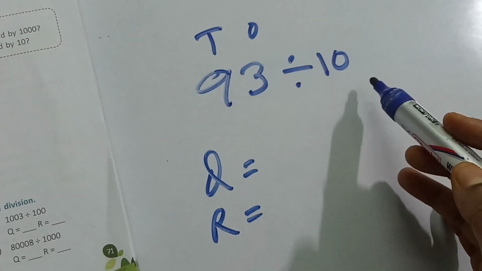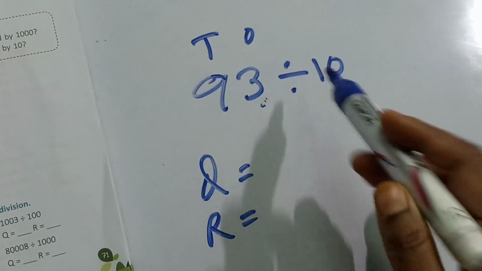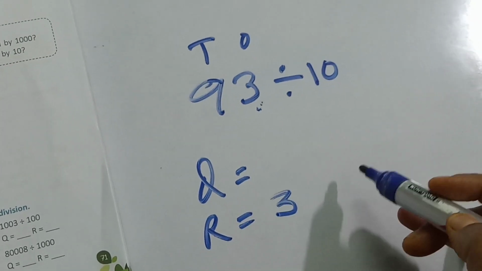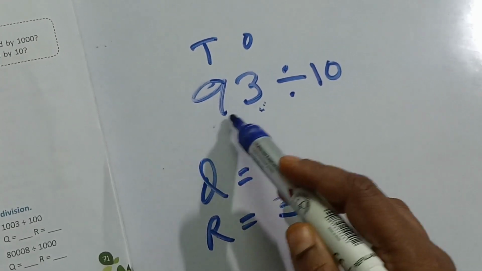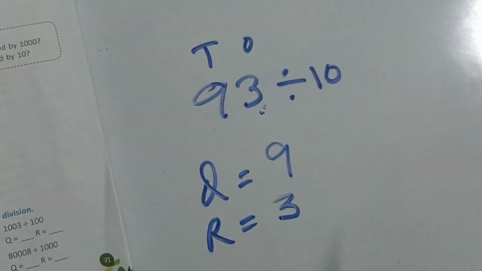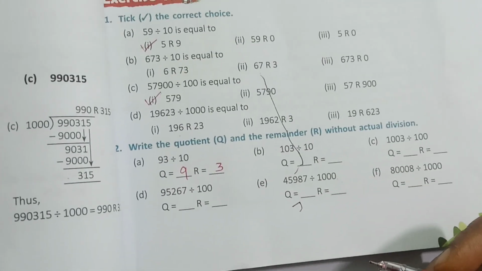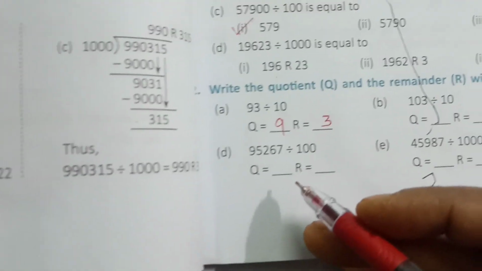So children, when we divide by 10, the digit at the ones place is your remainder. So remainder is 3. And the digit at the higher place is your quotient. So 9 will be your quotient. So fill it here in the book, children. The quotient is 9 and the remainder is 3.